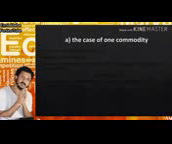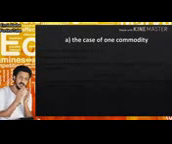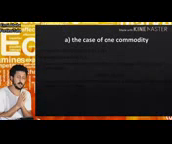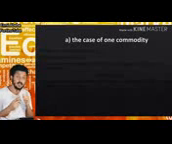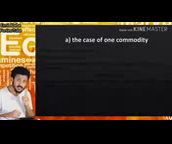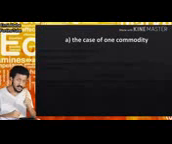So let's say the consumer is consuming one commodity. We will look at the equilibrium of a consumer under two conditions. The first is if the consumer is consuming only one product.